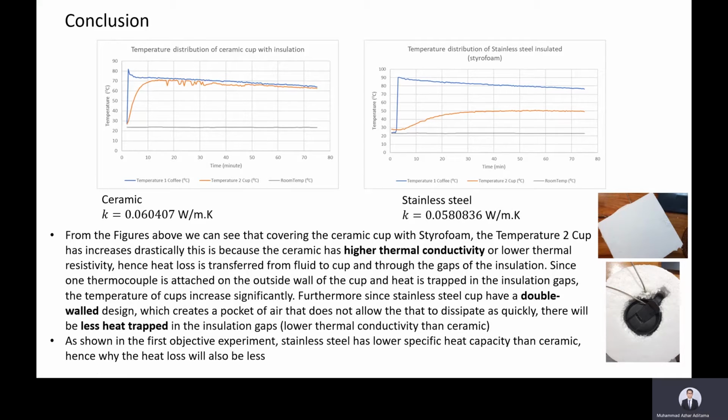And as I explained before, since one thermocouple is attached to the outside of the walls of the cup through the gaps, and heat is essentially trapped within those insulation gaps, the temperature will increase drastically with the ceramic. However, for the stainless steel cup, since it has a double wall design, as I mentioned before, there will be less heat trapped in the insulation gap because there is less heat loss. Also, from the first objective experiment, we know that stainless steel has a lower specific heat capacity than ceramic, and therefore the heat loss will also be less.